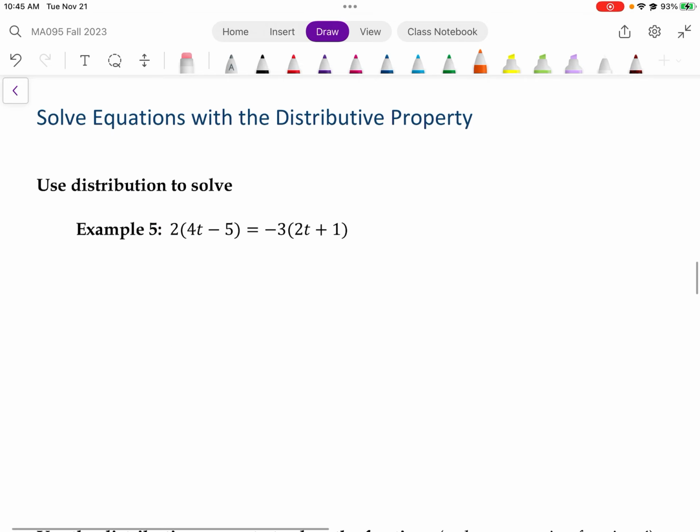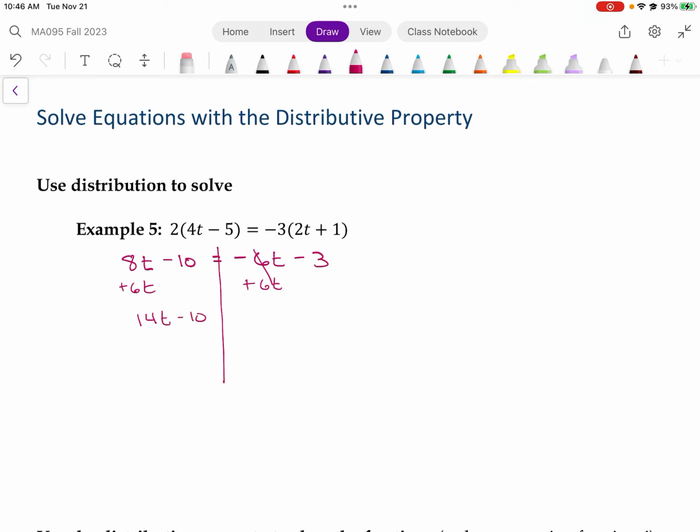All right. Now we're going to solve equations with a distributive property. Why don't you pause the video and see how you do on this one? The first thing we want to do for problems like this is to go ahead and distribute, and then we combine like terms. In this one, we get 8t minus 10 equals negative 6t minus 3. We're going to add 6t to both sides, and I get 14t minus 10 equals negative 3. Now I'm going to add 10 to both sides, and I get 14t equals 7. Now divide by 14, and I get t equals 7/14, which is 1/2.